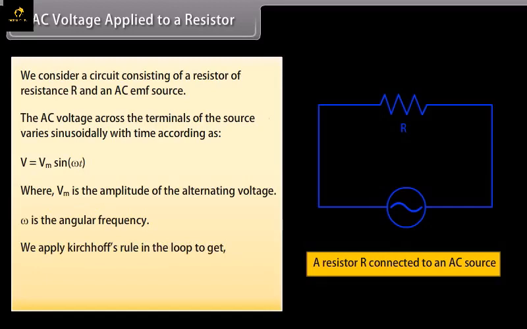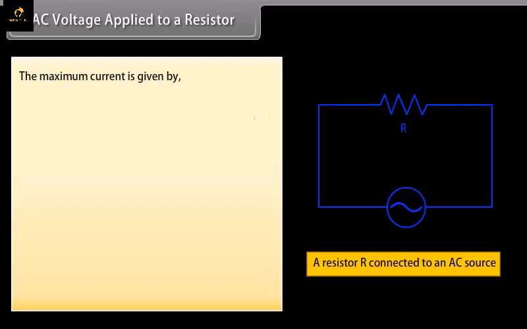We apply Kirchhoff's rule in the loop to get I = (Vm/R) sin ωt. The maximum current is given by Im = Vm/R. Now the above equation can be written as I = Im sin ωt.